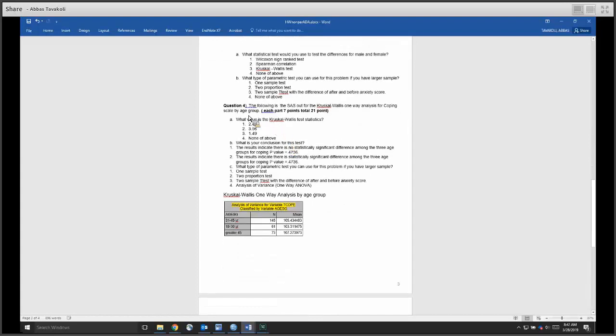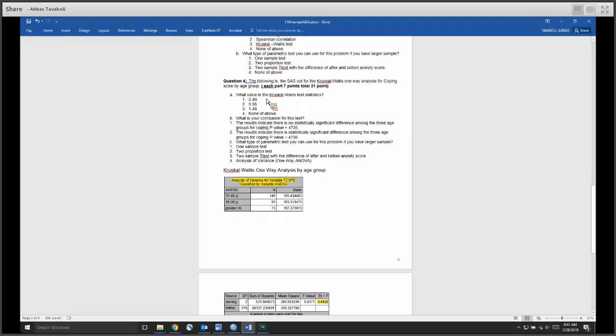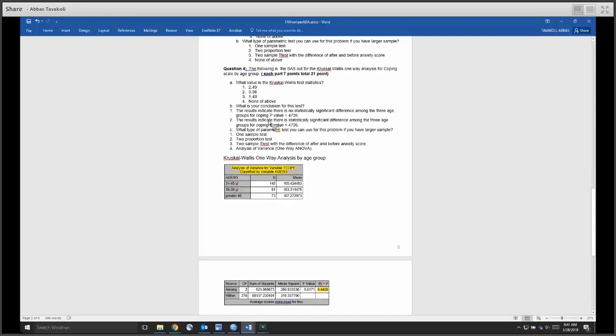And for question 4, now we have 3 levels of age group, and we want to know if those are related to coping, if their averages are equal or not. So you're using the Kruskal-Wallis test. Report the test statistic from the output, then you can draw your conclusion.